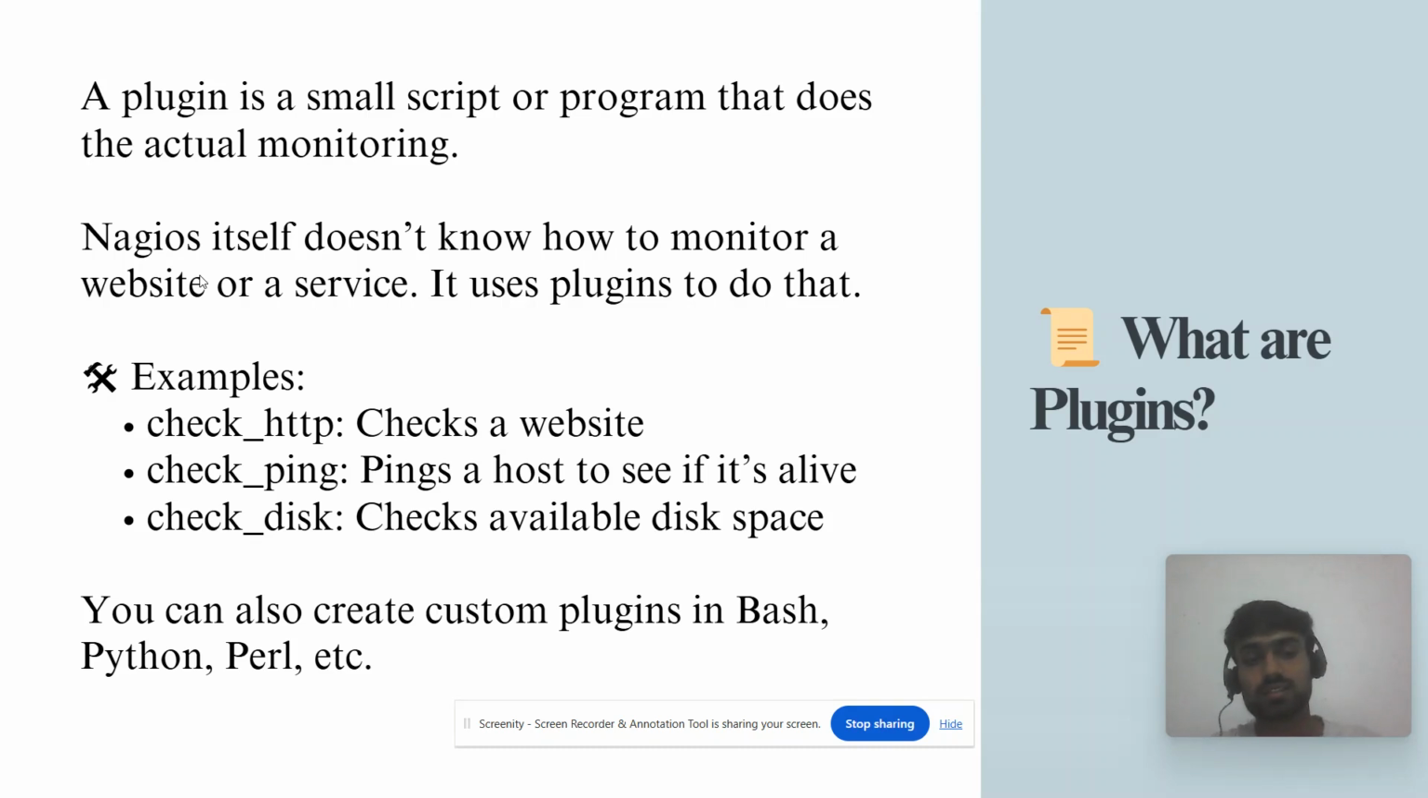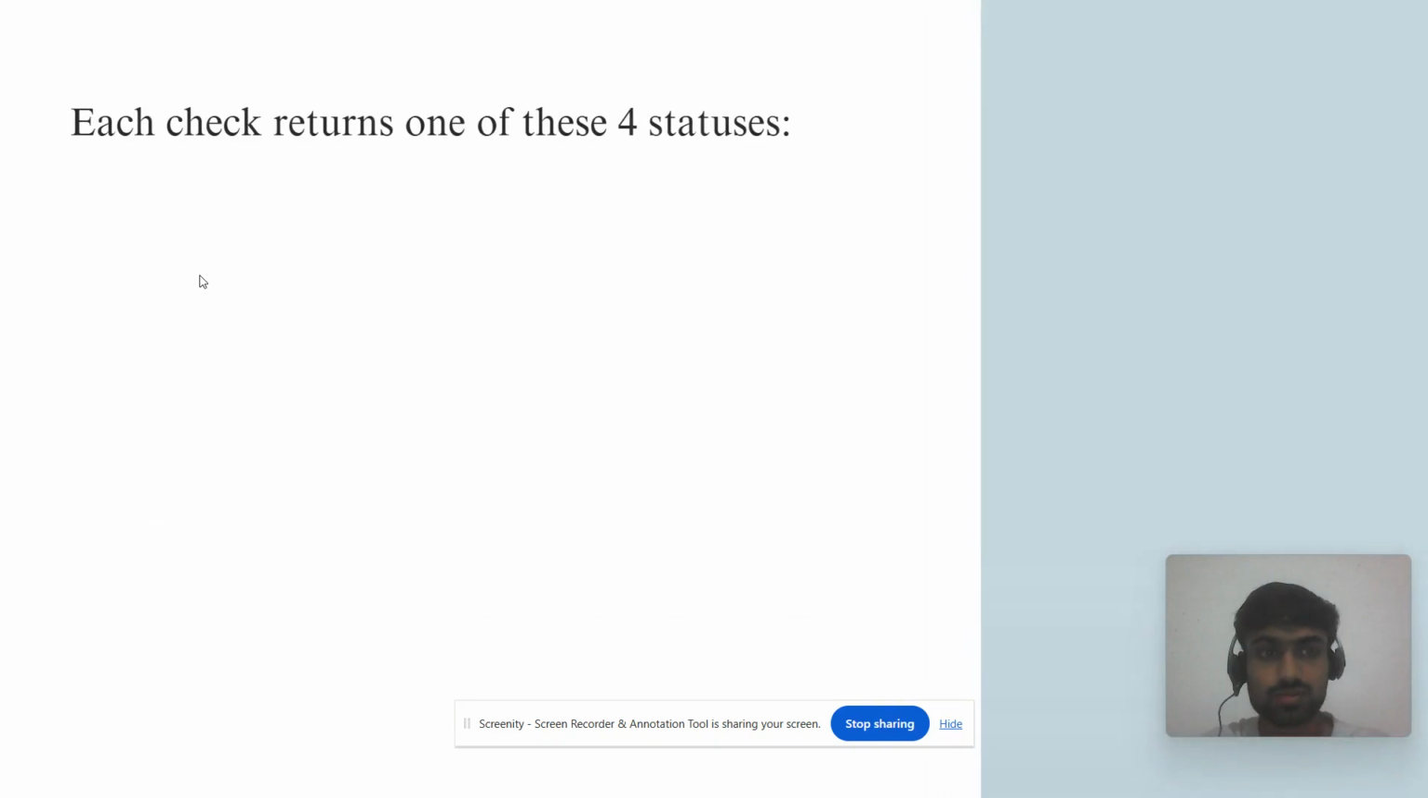Then there is check_disk. Check_disk is basically used to monitor available disk space. Then there is check_http. It is used to check if a website is responding or not. We can also create custom plugins in Bash or Python.